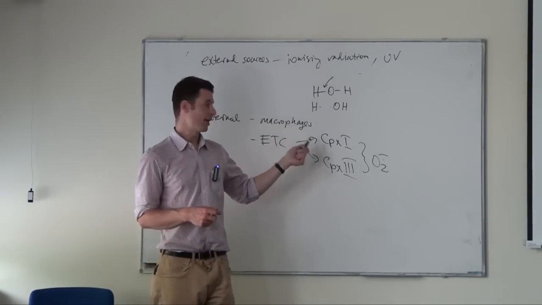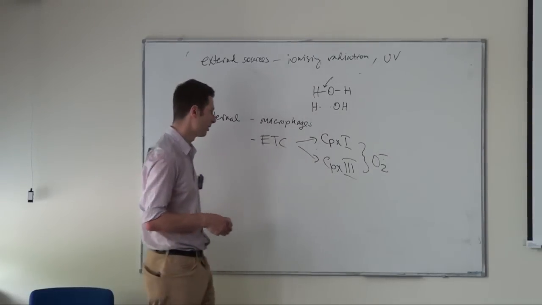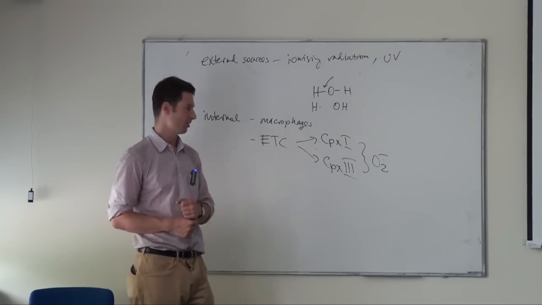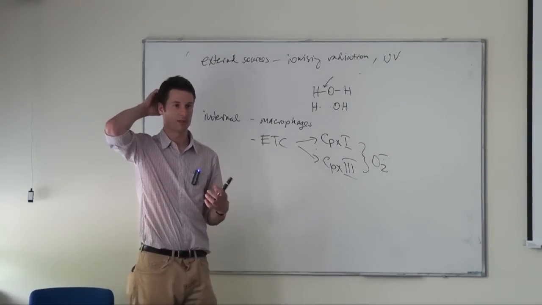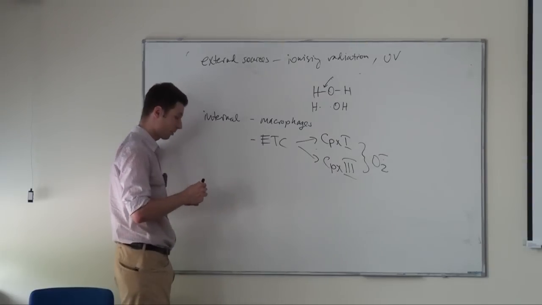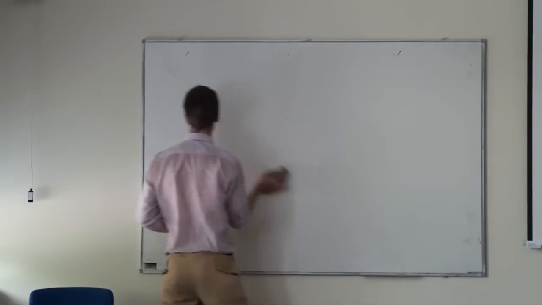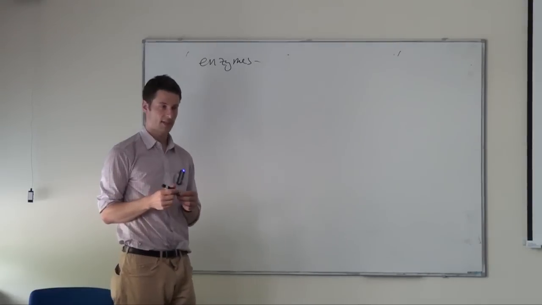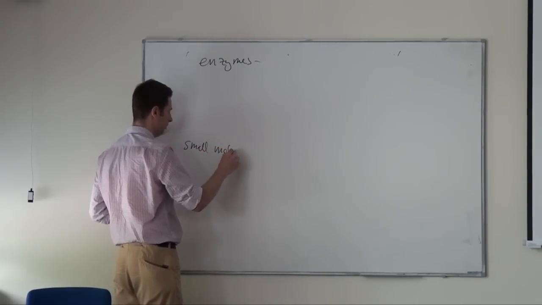So macrophages in inflammation and the electron transport chain all the time produce these radicals, specifically superoxide in this case. That's one of the reasons why animals and microorganisms developed defenses against these reactive oxygen species, so that they can protect their membranes, DNA and proteins from damage. Now, these defenses exist in two main groups. So now we're going to be talking about antioxidants. The first group are antioxidant enzymes, enzymes that do something with these reactive oxygen species. The other group are small molecule antioxidants.